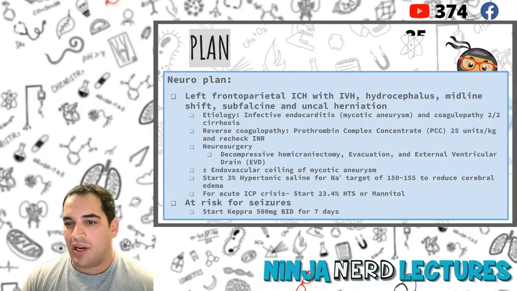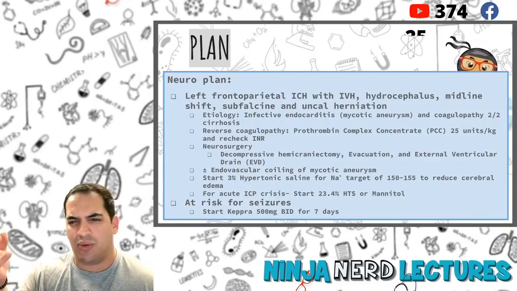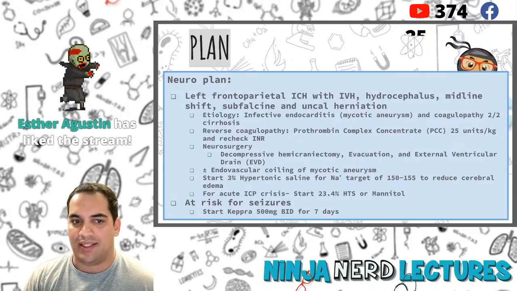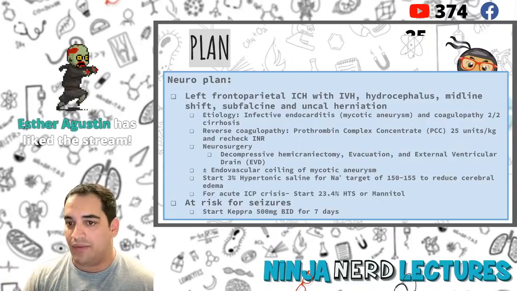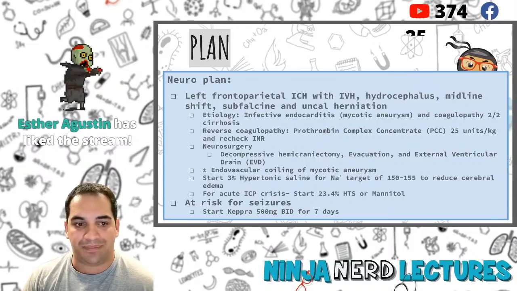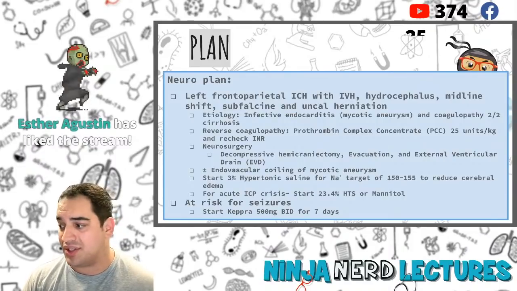And generally, whenever someone has an INR like 2.1, so between 2 and 4, you can just give them 25 units per kg of PCC and then recheck the INR to see if you're less than 1.7 in this guy's case. The other thing is, this is a neurosurgical emergency.